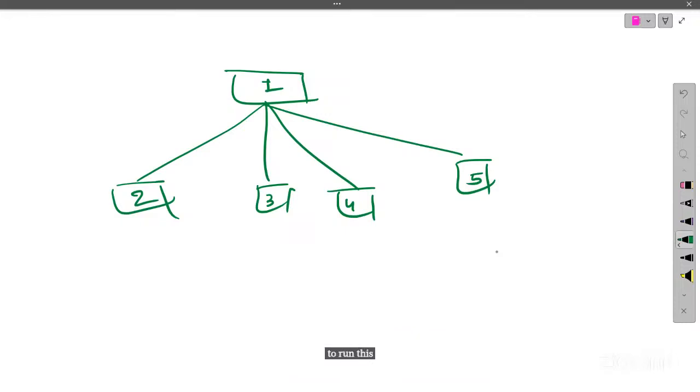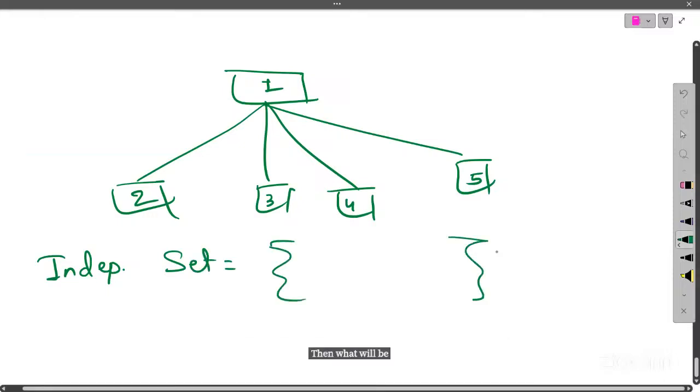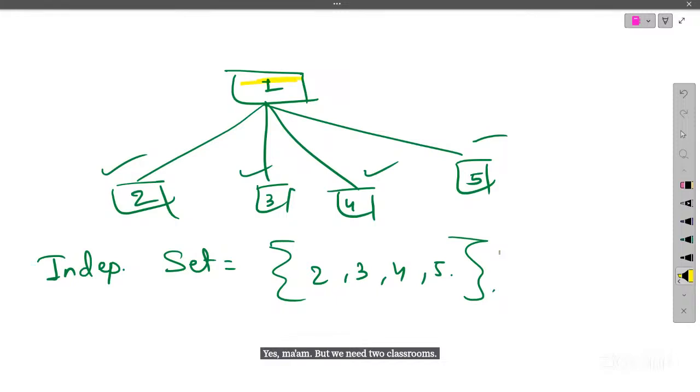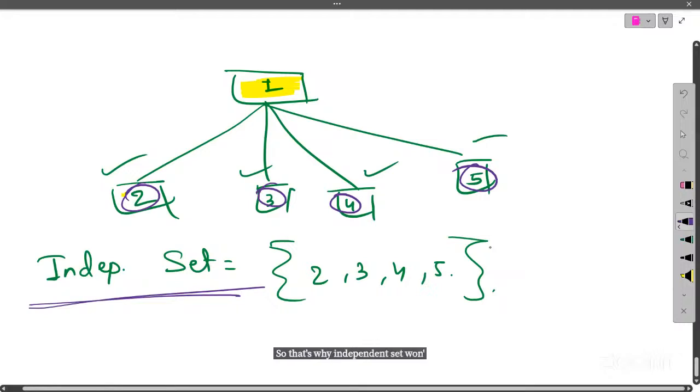Okay. So now here, if you consider the independent set, then what will be your maximal independent set? 4, obviously, right? You can take 2, 3, 4, and 5. Yes, ma'am. But we just need 2 classrooms. We can take one classroom for course number 1 and another classroom for all the 3 courses. So that's why independent set won't give us the answer.